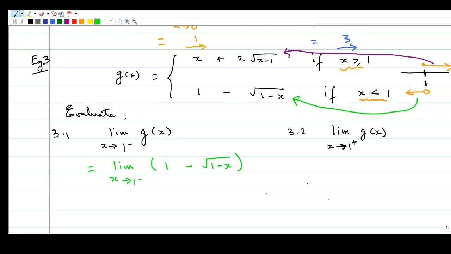So as x approaches 1 from the left, you can see that the part under the square root sign is going to approach 0. So we're going to end up with 1 minus 0, which is 1.